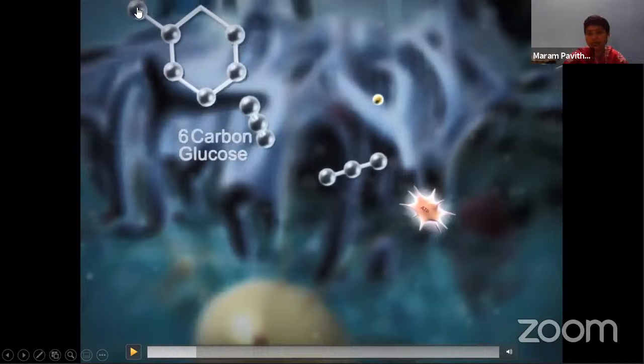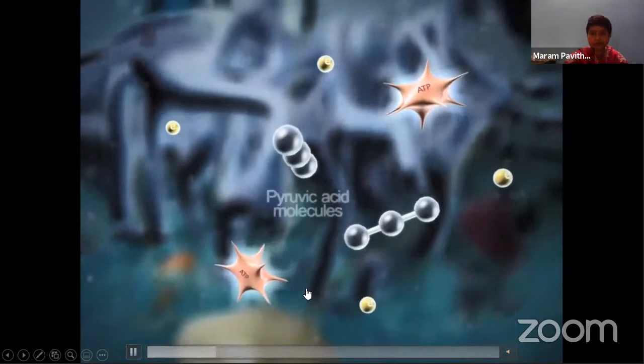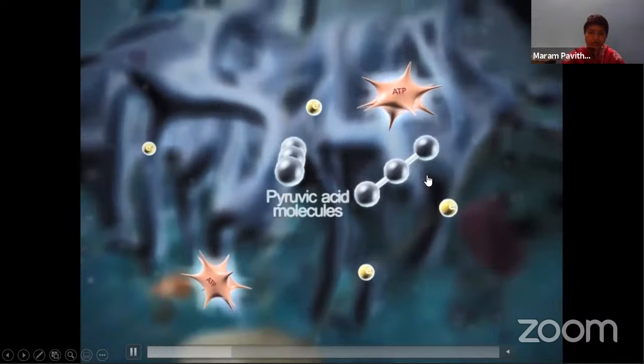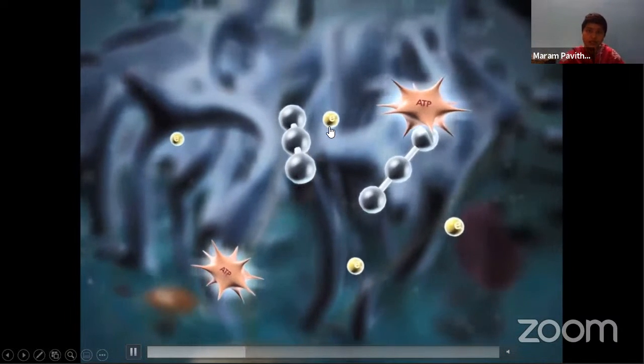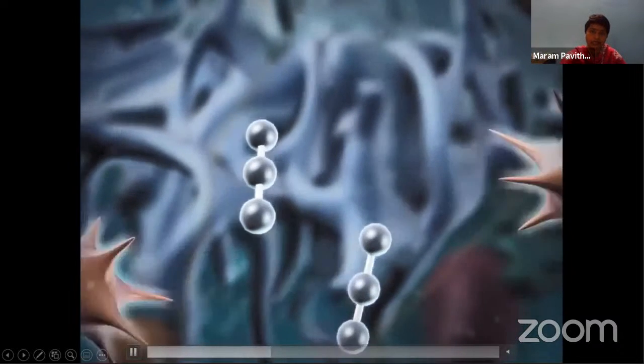One glucose molecule breaks down to 2 molecules of pyruvate. Each pyruvate contains 3 carbons. One glucose molecule contains 6 carbons. Here 2 ATP energy molecules are produced. See, these are the pyruvates and energy produced. Electrons are also released, high energy electrons are also released.